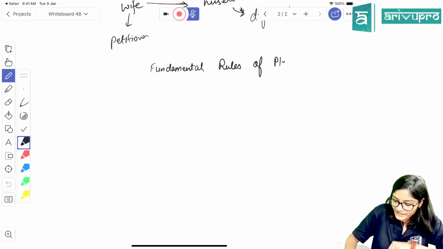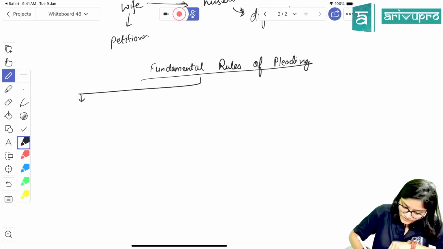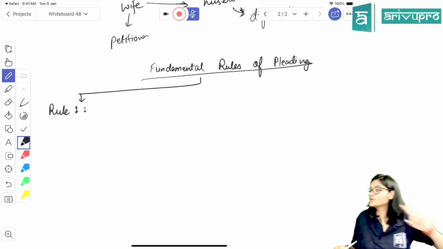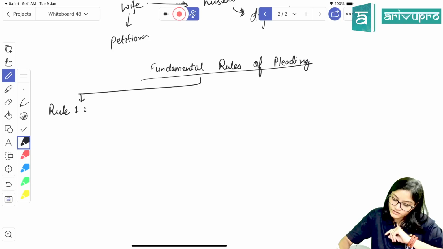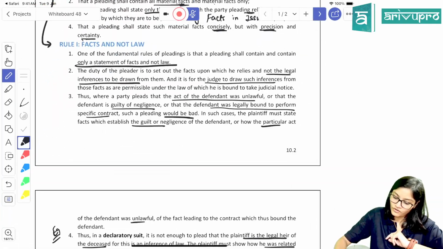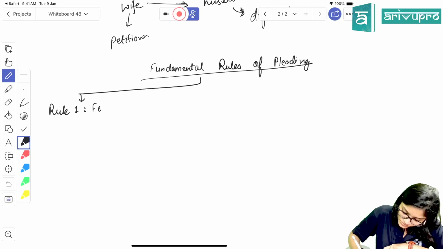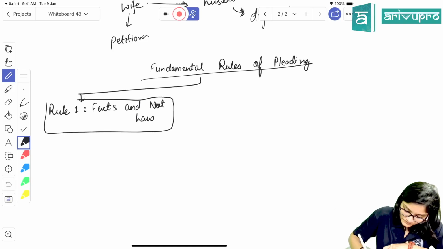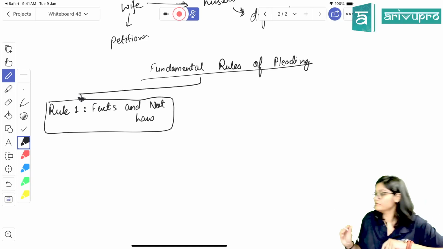Fundamental rules of pleadings. What are the fundamental rules of pleading? Rule number 1. What is rule number 1? Yes, tell me quickly. You just have to mention the facts and not the law. Facts and not law, right? So that is the rule. Facts and not law. Mention all the materials, all the facts.